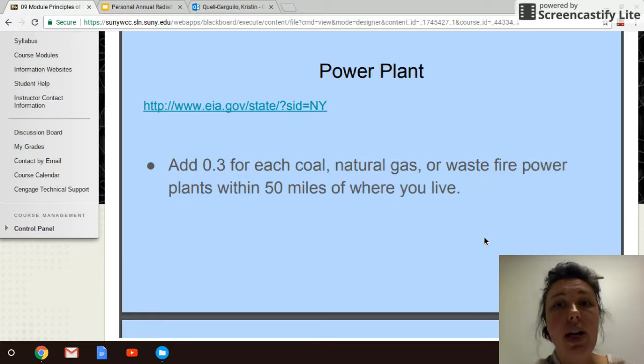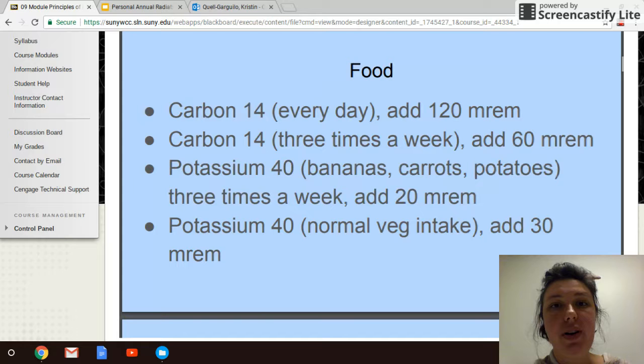So for example, I live in Ridgefield. I am near 3 facilities, so I will give myself a 0.9 on my number scale for when I'm adding this up. But give yourself the appropriate number for the number of power plants near you on this part of the question. Next one is about food.